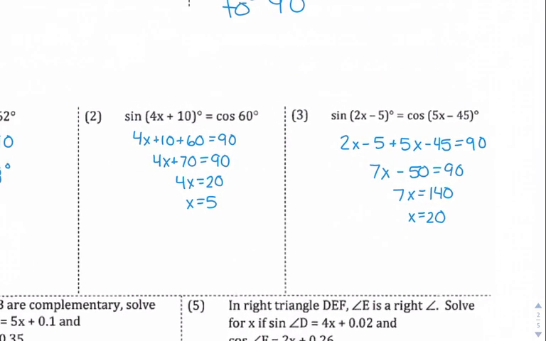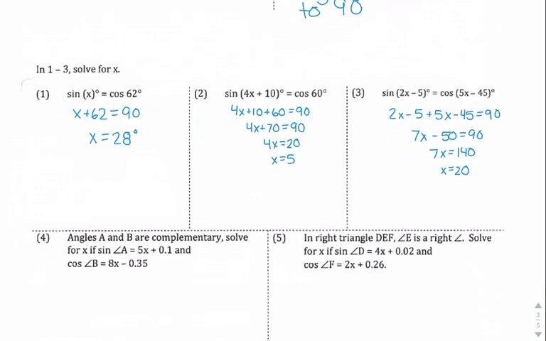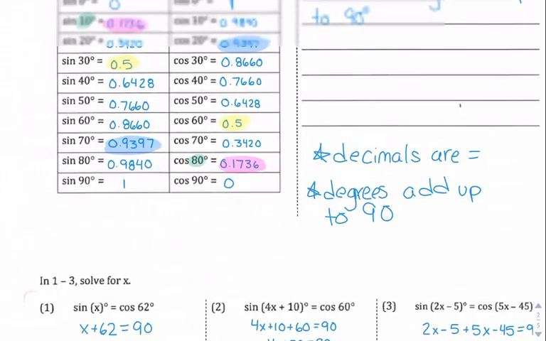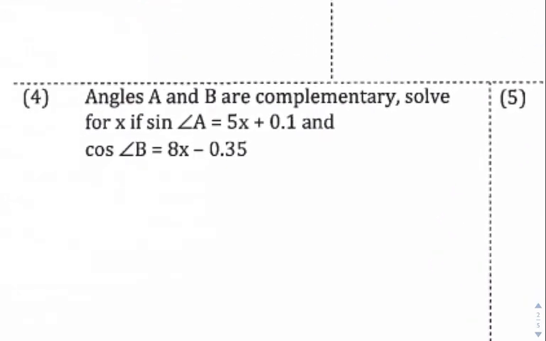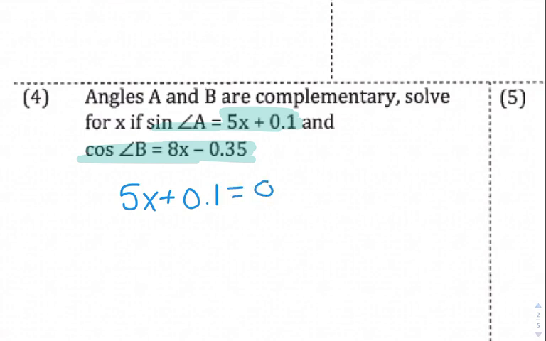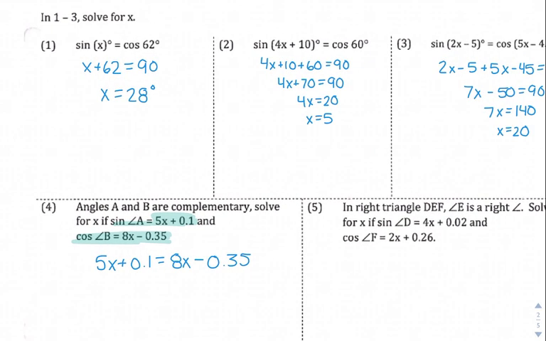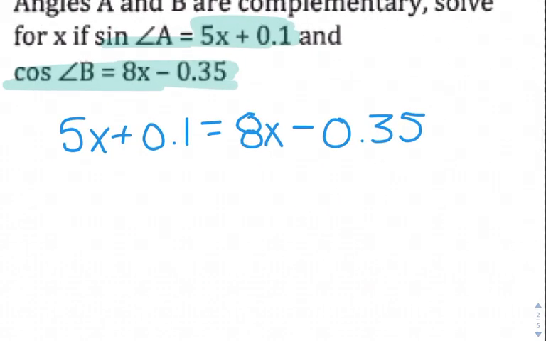Okay, so if it's sine of an angle equal to cosine of an angle, you add them up and set them equal to 90. However, up here, if you notice my pink, we know the two decimals are equal. So whenever they give you something that's not an angle, here they give you sine of A equals 5x plus 0.1 and cosine of B equals 8x minus 0.35, what you do is you set them equal to each other. The decimals are congruent, so that's why we set them equal to each other. Unlike 1, 2, and 3, where they give you degrees, here they don't, so you set them equal to each other.